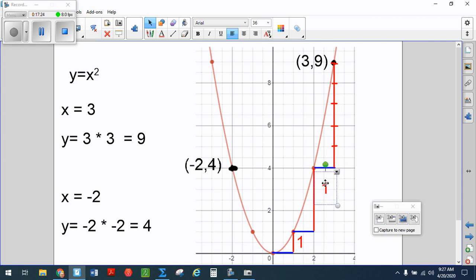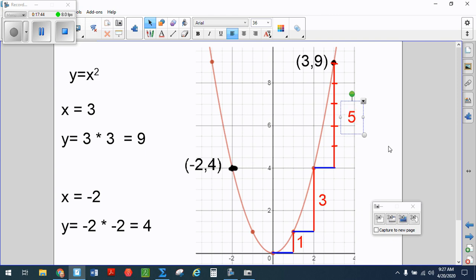Then we went up 3 units to go from the second point to the third, if you count 0, 0 as the first. So from the vertex to the first point, we went up 1. To the second point, we went up 3. To the third point, we went up 5.